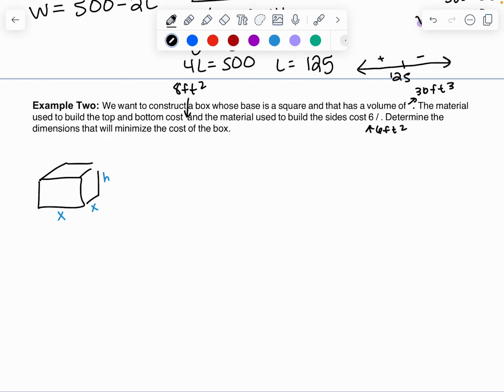So that's all I really know about the problem. It also tells me that the materials to make the top and the bottom are $8, and the materials to make the sides are $6. So I'm just going to color these to remind myself that these are going to be different values.